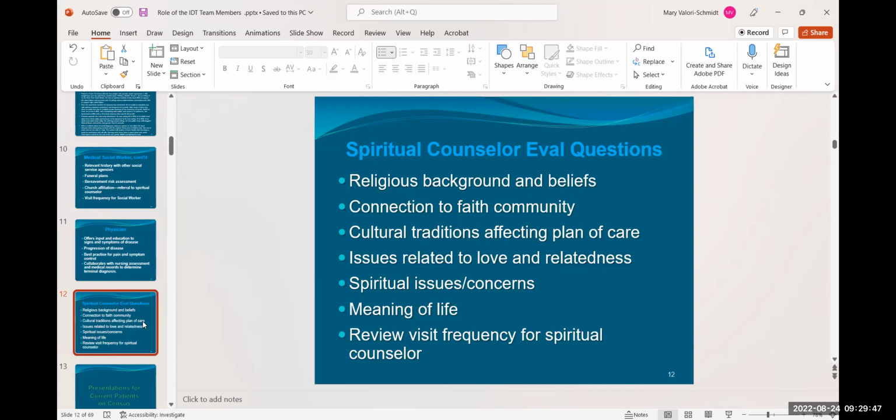Spiritual, right? What's spiritual supposed to be asking? Do they have religious background, beliefs? Is there a connection to the faith community? Is there something cultural that affects the plan of care? You know, some cultural traditions can influence the way we deliver care. Are there any issues related to love and relatedness? In other words, family issues, spiritual concerns.